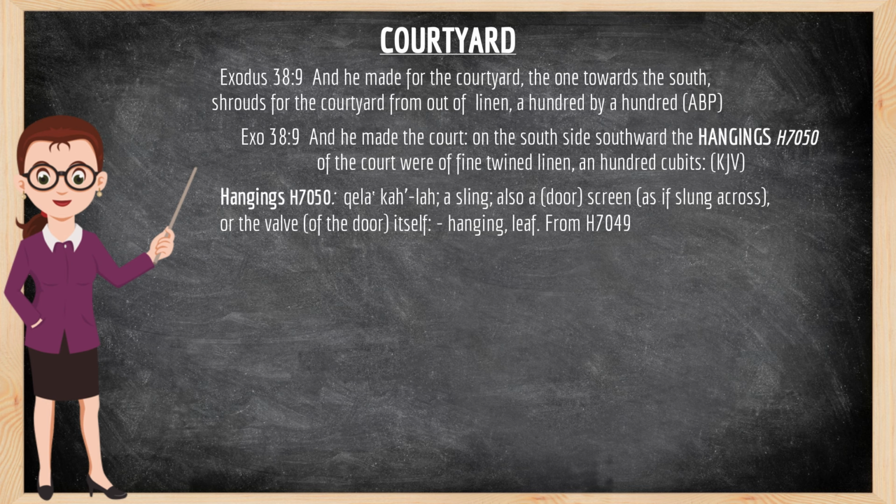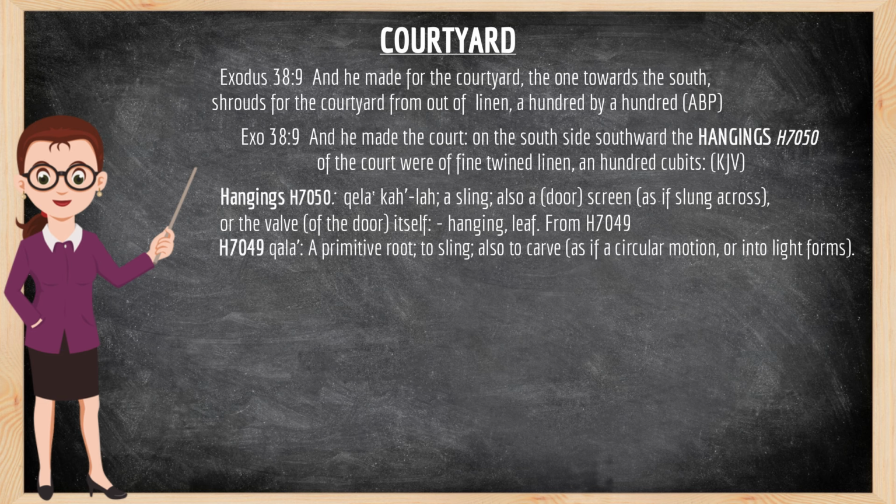So this word hanging, Hebrew 7050, means a sling, also a door screen as if slung across, or a valve of the door itself, a hanging leaf from H 7049. So we go to H 7049, and that word is kala. And it means, it's a primitive root meaning to sling, also to carve as if a circular motion or into light forms. Okay, so just keep that in mind as we go forward.